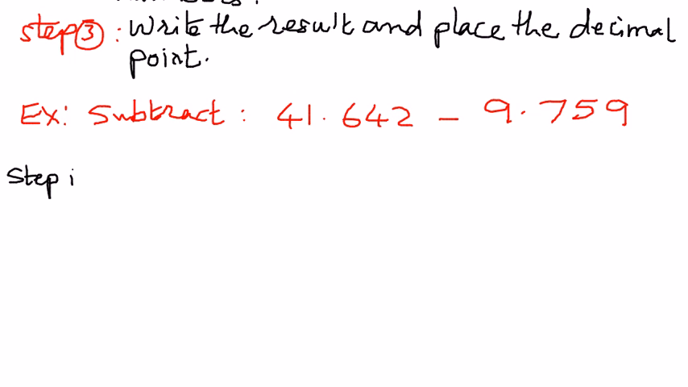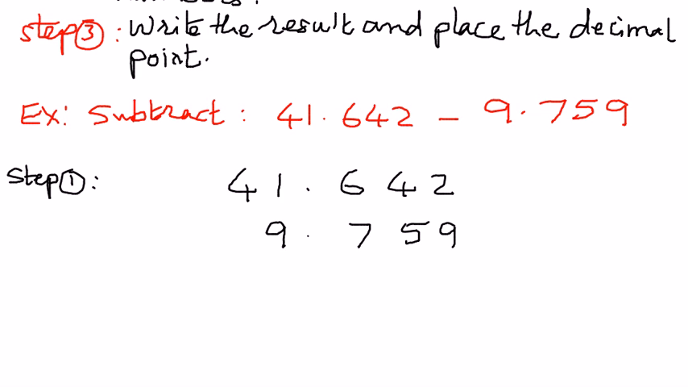Step number one. We'll arrange the numbers vertically so that the decimal points are on a vertical line, right? So let's write that out. 41.642. That is the first number, and the second number is 9.759. So we have arranged the numbers in such a way that the decimal points are on a vertical line. Now we are ready to subtract.